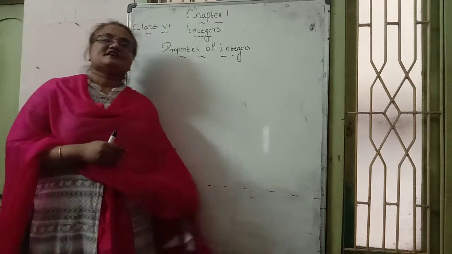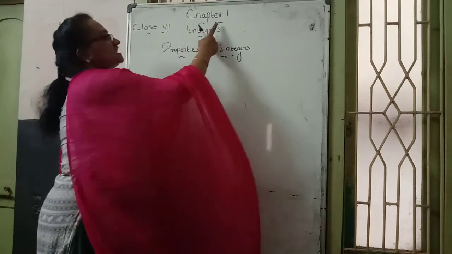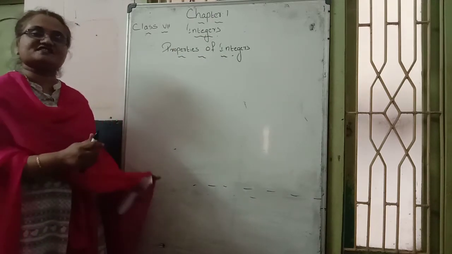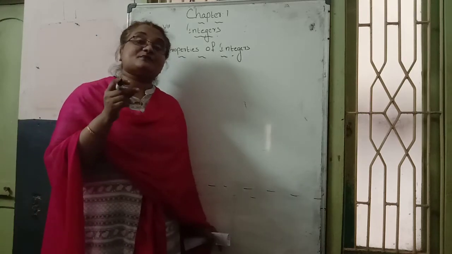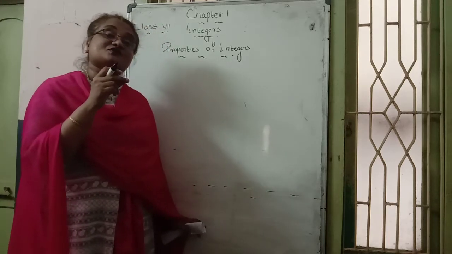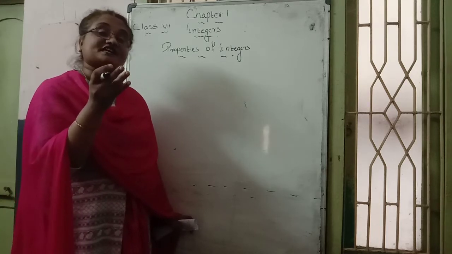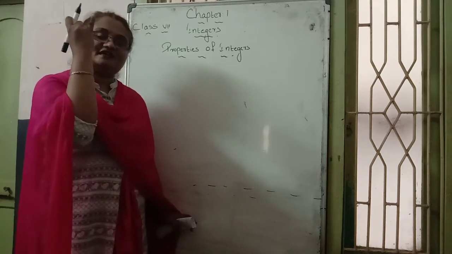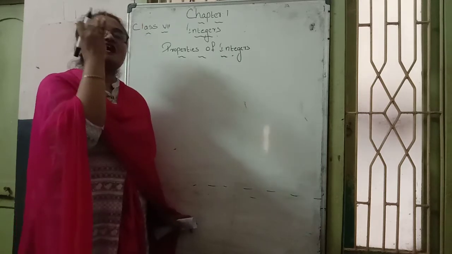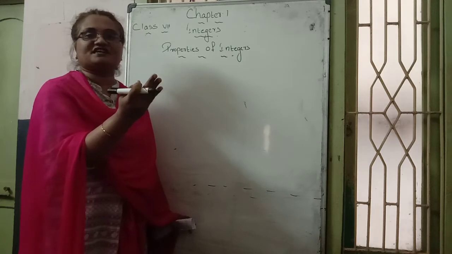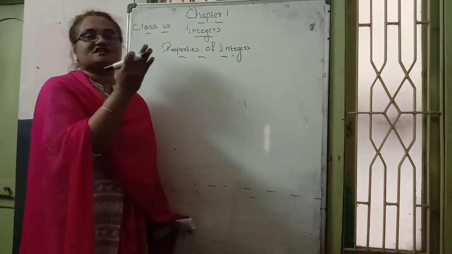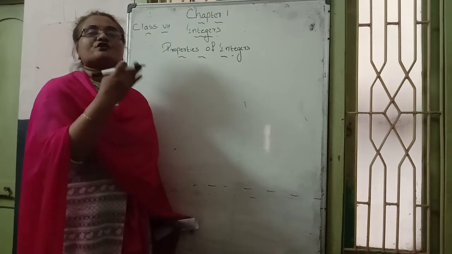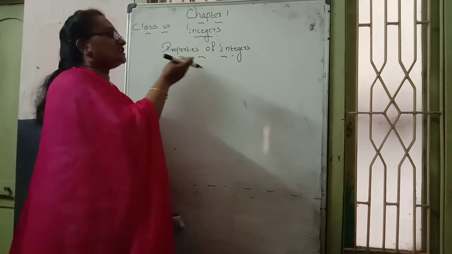Hi students, now we are going to discuss chapter 1, integers, properties of integers. Last class we learned some properties of addition and subtraction. What are the properties we learned? First is the closure property, next the commutative property, and the associative property. These three properties last class we learned with respect to which operation? Addition and subtraction. Now we are going to discuss the properties of integers.